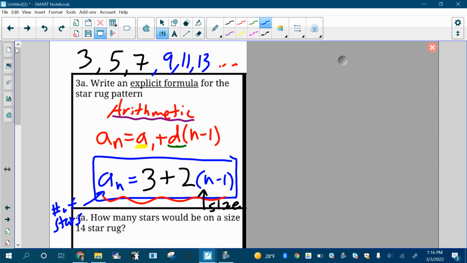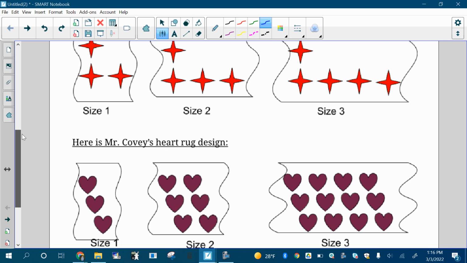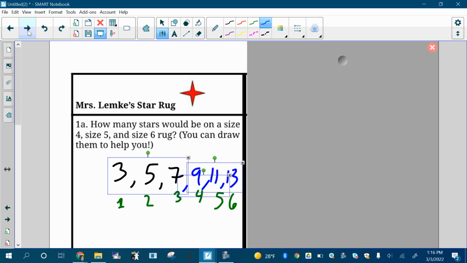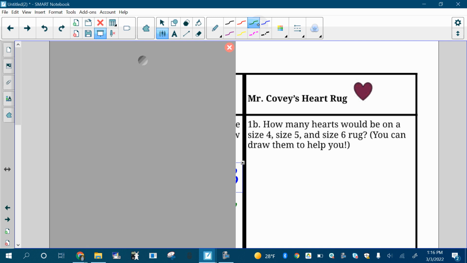Okay, let's go back and do the same questions for my rug design. Okay, so my rug design, following a pattern again. You can draw out the patterns, or mine's kind of big, so it might just be helpful to write down the number of hearts. Okay, so let's slide over and think about it. First one had 3 hearts, then it had 6 hearts, then it had 12 hearts.